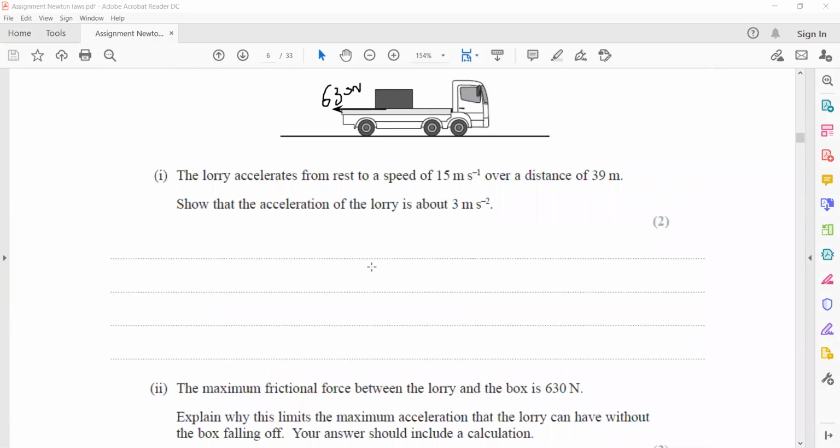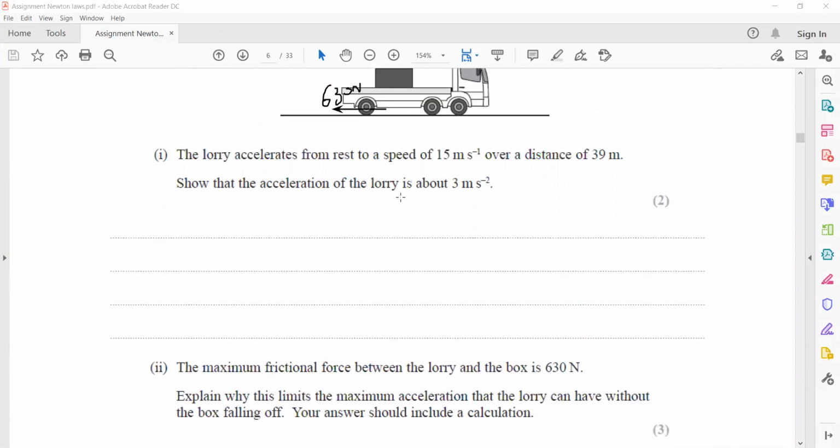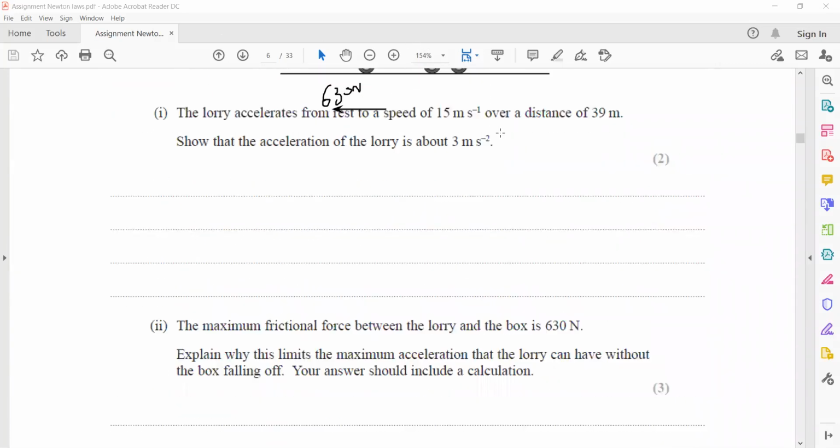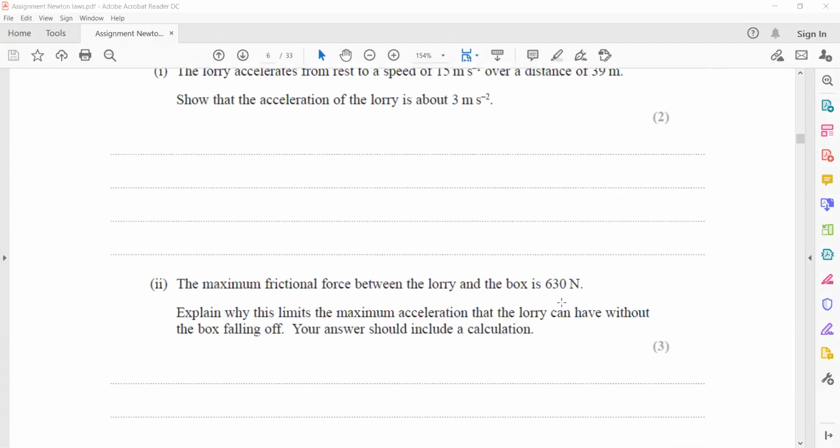So how does it limit the maximum acceleration? What could be the maximum acceleration? The maximum frictional force between the lorry and the box means friction cannot exceed more than 630, if that's the maximum value.